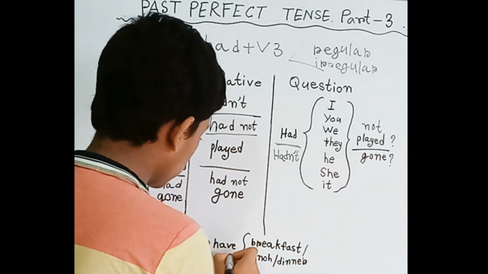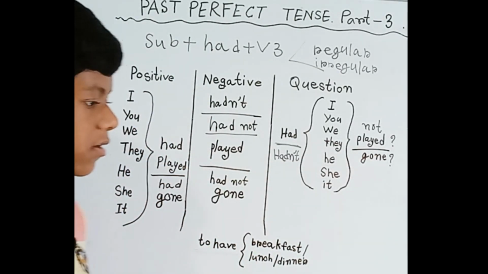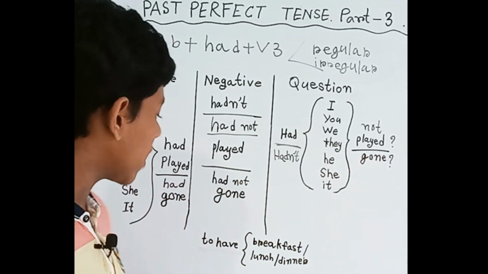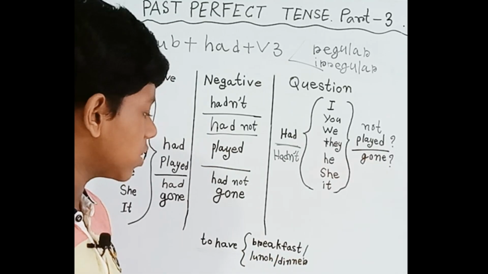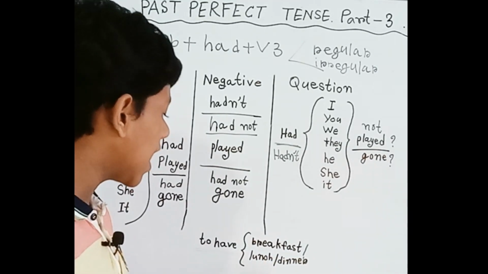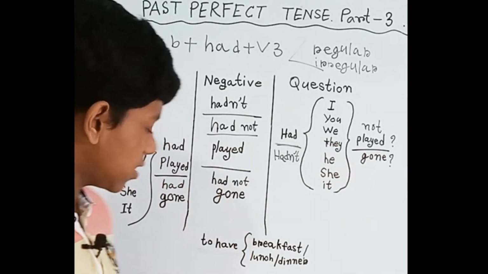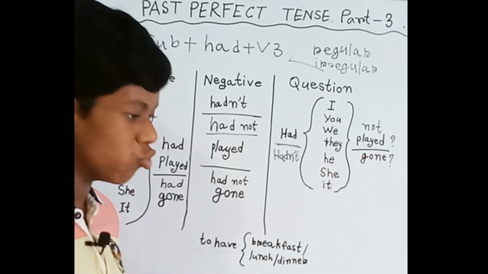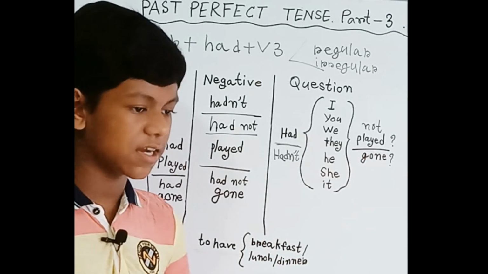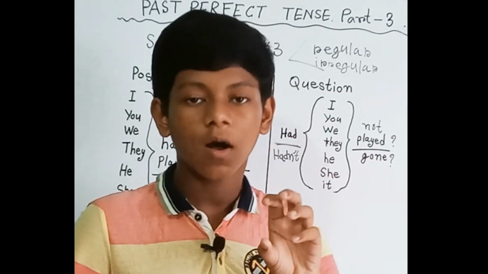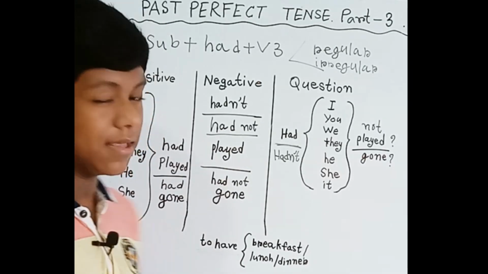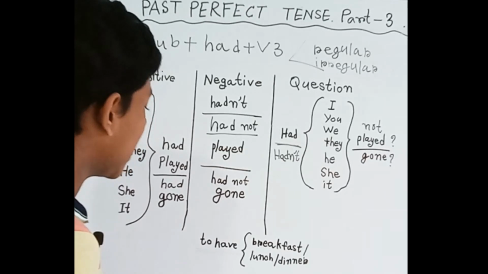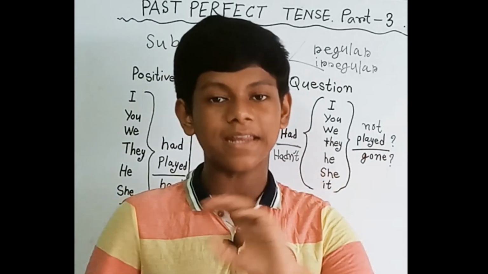Sometimes we use the to have. Okay, to have up here. To have means that we use it for breakfast, lunch, dinner. During this we can also use it, but sometimes we use this to have. To have is used with breakfast, lunch and dinner. And what's the past form of the verb to have? That is have, had. Okay, have, had, and it is called an irregular one.